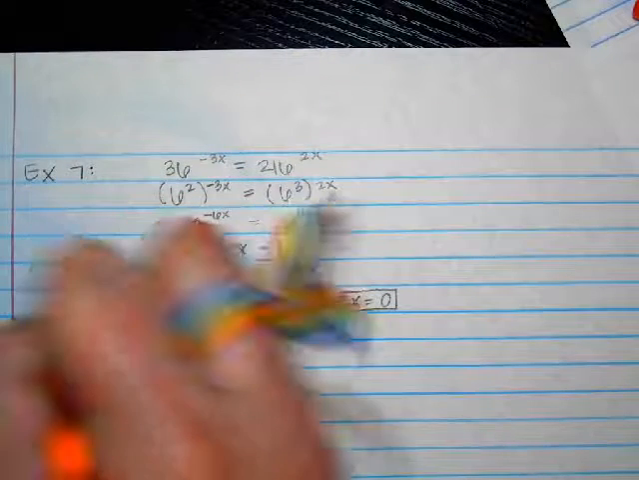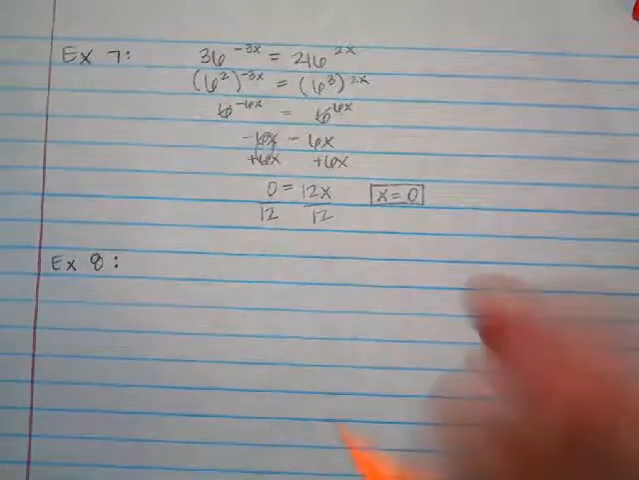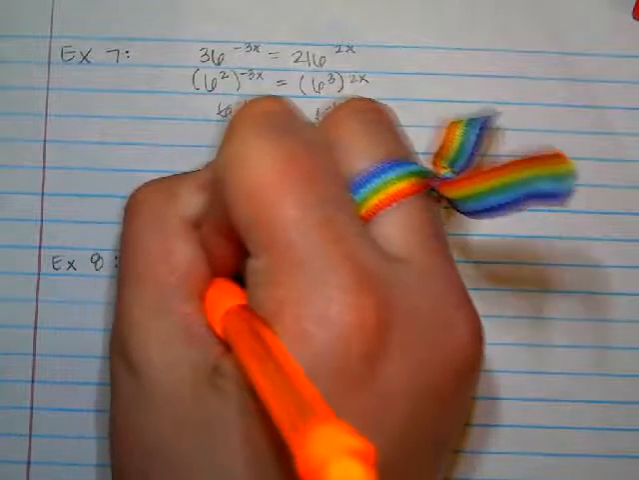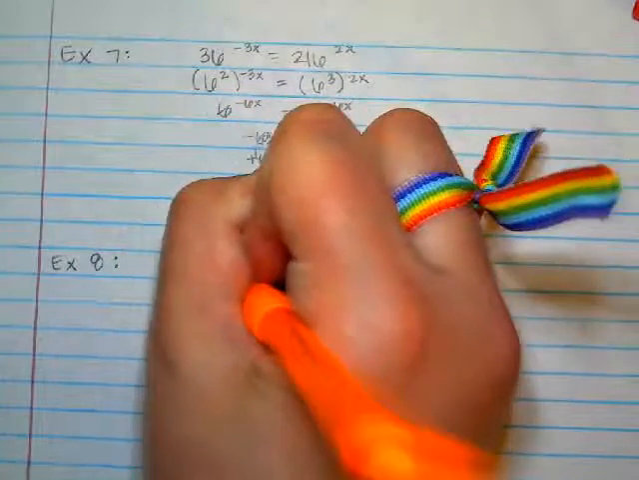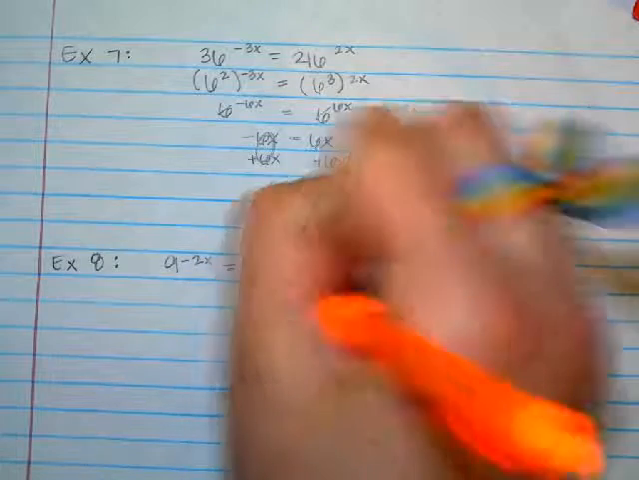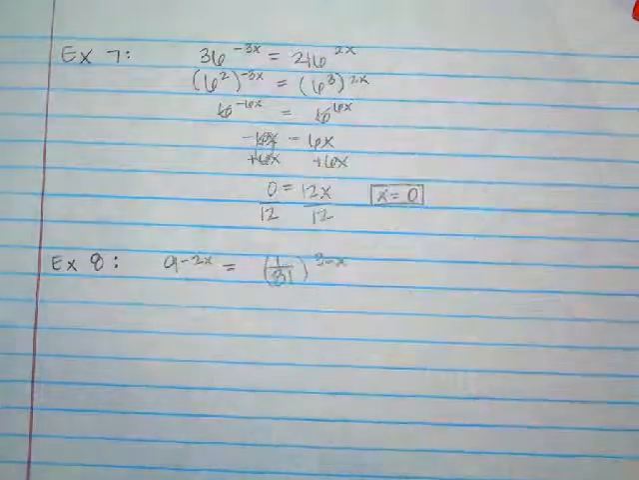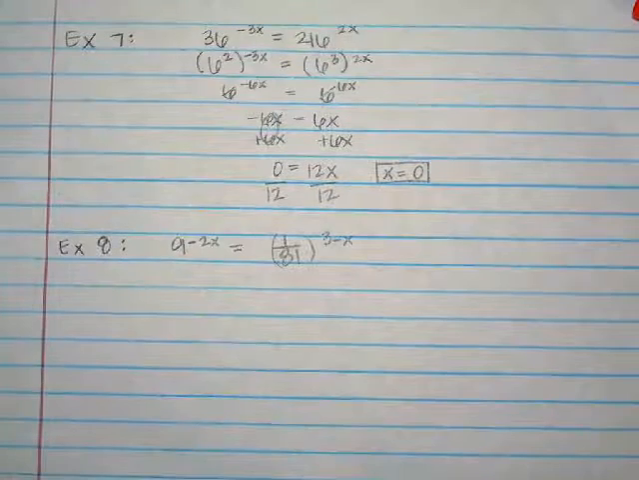All right, example 8. Okay. 9 to the negative 2x equals 1 over 81 to the 3 minus x. Whoa, fractions, Miss Rice, I'm scared.